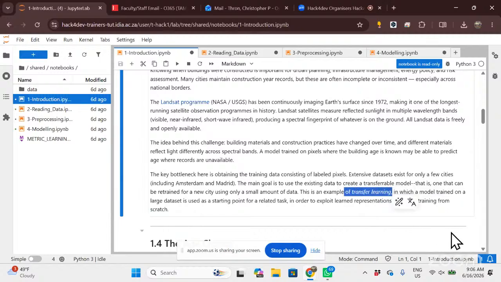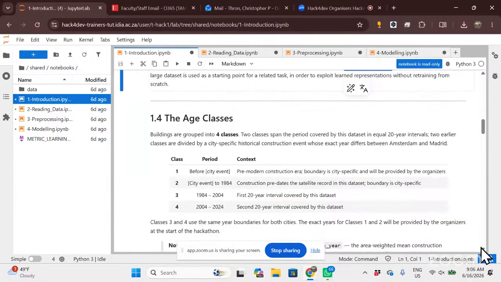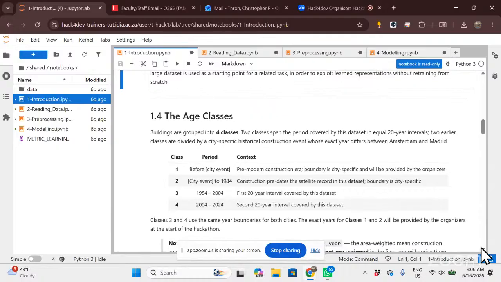I hope everybody did have a chance to. You do all have access to the notebooks, yes? Yeah. I hope everyone had at least a few minutes to look at this.